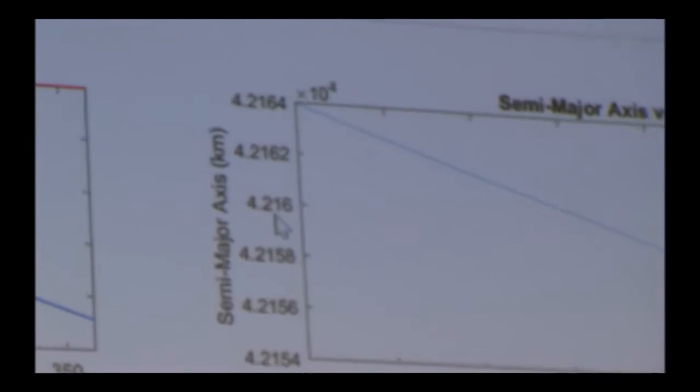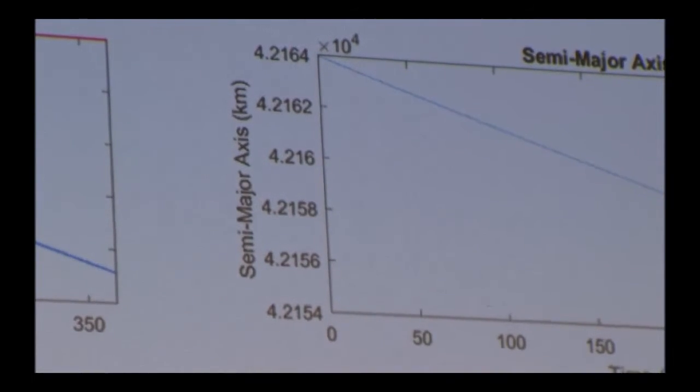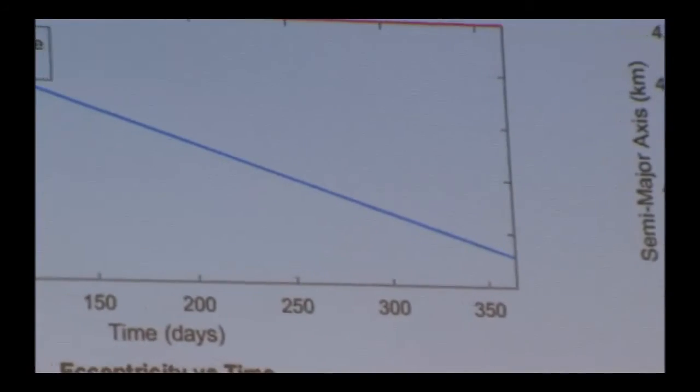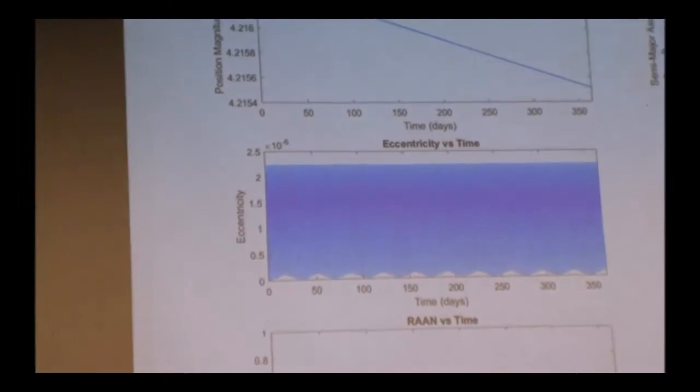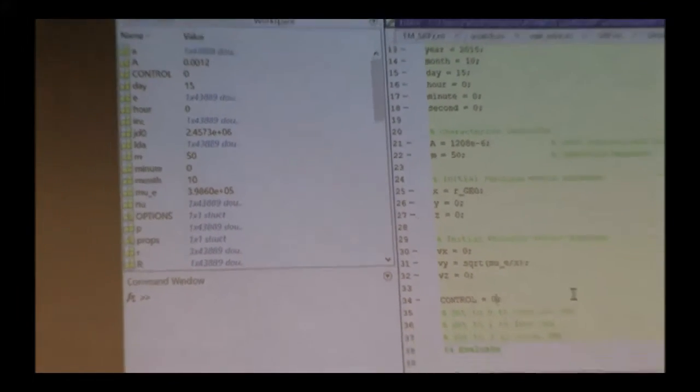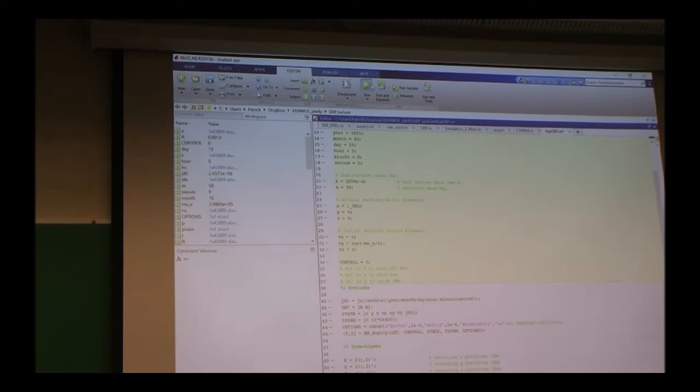It is, but maybe numerical. Yeah, I'm hoping this is numerical. Anyway, these should all pretty much be constant. Eccentricity should be about 0, so this is just numerical noise. So what I'm going to do now is add SRP, and we're going to see how this changes.